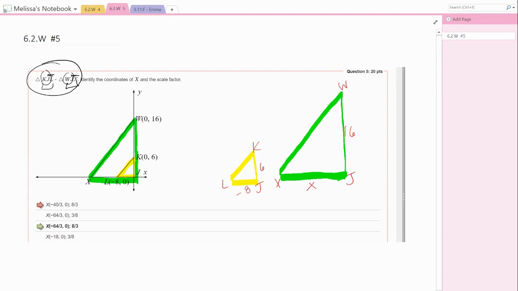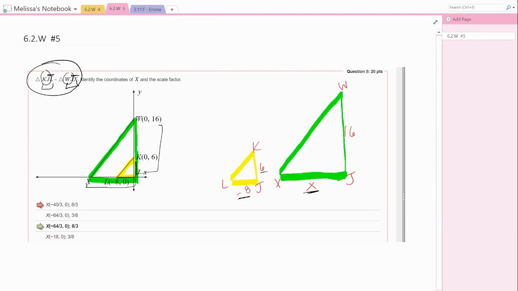JL goes in the negative direction, -8. That's where I got that from. We're looking for the value of x, so it would be how far JX goes out. That's why I gave this a value of x right here. JK goes up 6, so I gave 6 right here. And then JW goes up 16, so I gave that a length of 16.